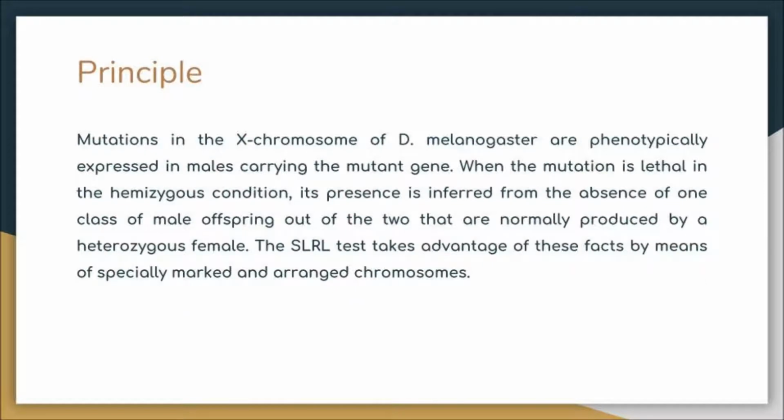The principle of this testing is that mutations in the X chromosome of Drosophila melanogaster are phenotypically expressed in males carrying the mutant gene. When the mutation is lethal in the hemizygous condition, its presence is inferred from the absence of one class of male offspring out of the two that are normally produced by heterozygous females. The SRRL test takes advantage of these facts by means of specially marked and arranged chromosomes.